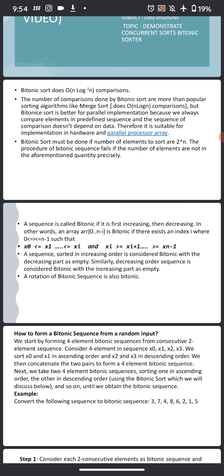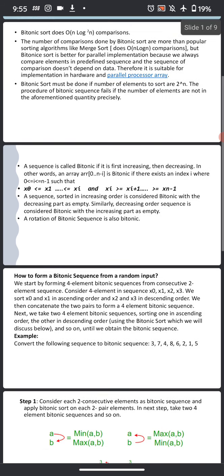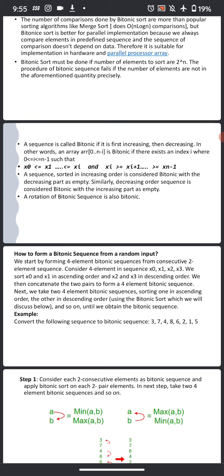A sequence sorted in increasing order is considered bitonic, with the decreasing part as empty. Similarly, a decreasing order sequence is considered bitonic, with the increasing part as empty. A rotation of a bitonic sequence is also bitonic. How to form a bitonic sequence from a random input?